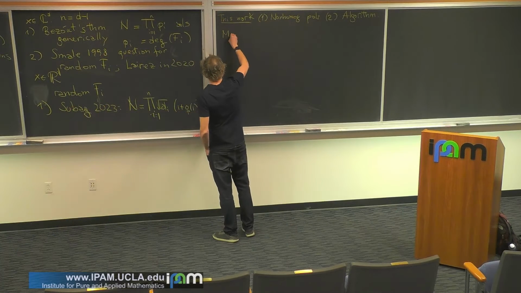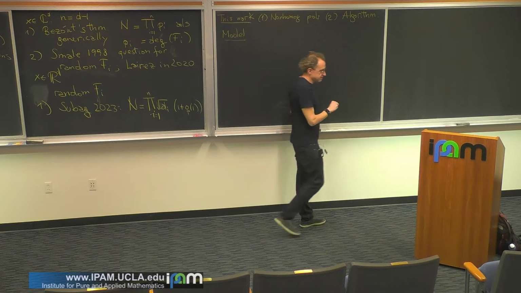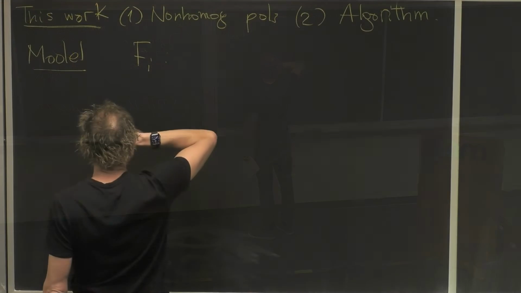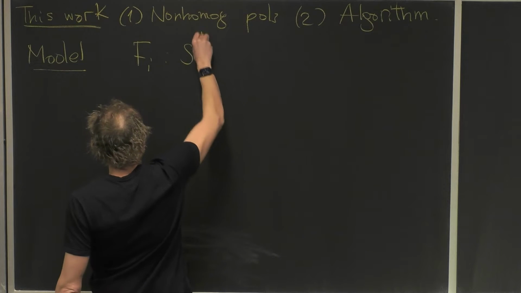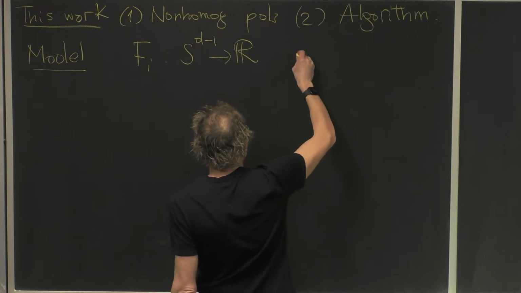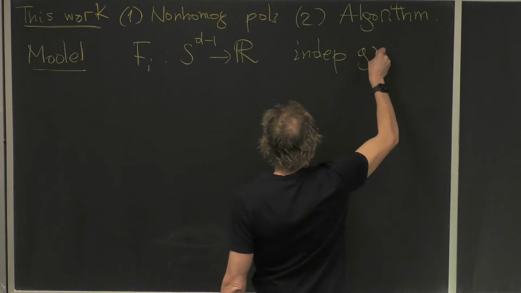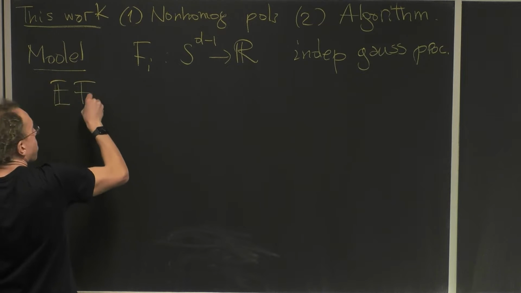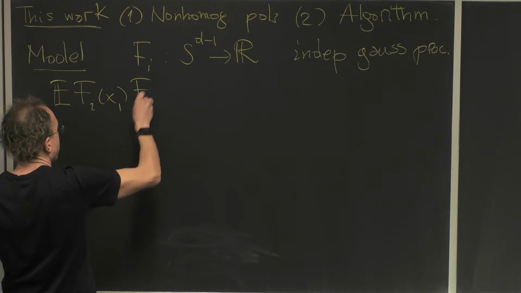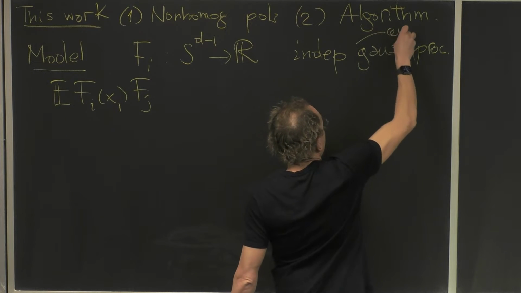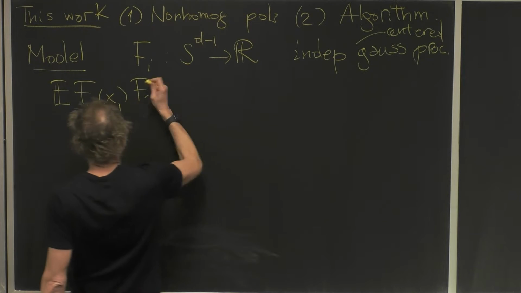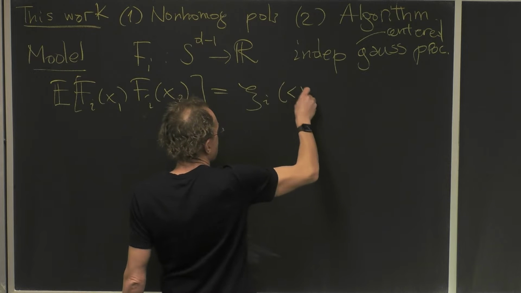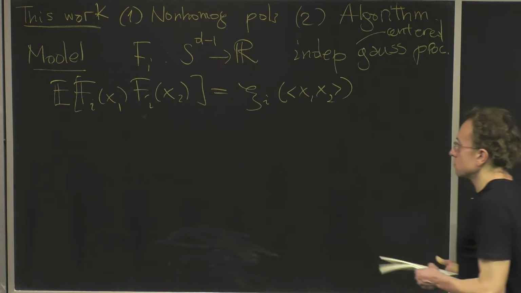The model will be the following. This is basically the model proposed by Smale in slightly different language. The fi are functions on the sphere, and these are independent centered Gaussian processes with covariance given in terms of the usual inner product.